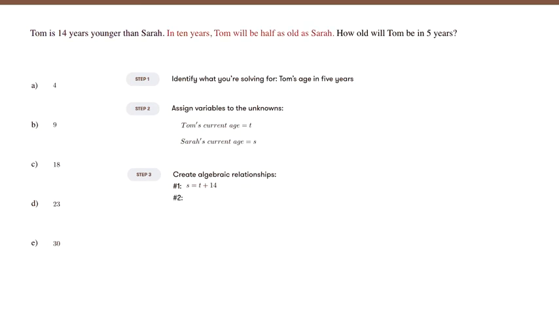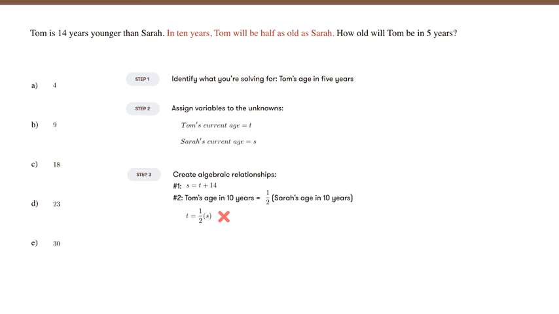Now, for the second equation, we're told that in 10 years, Tom will be half as old as Sarah. So this sentence gives us a relationship between their ages in 10 years. Tom's age in 10 years will be half of Sarah's age in 10 years. Now, this is the difficult sentence to decipher. Most people, if they have trouble on an age question, make a mistake when creating a relationship from this information. The first mistake is the following. If we say t equals 1/2 s.